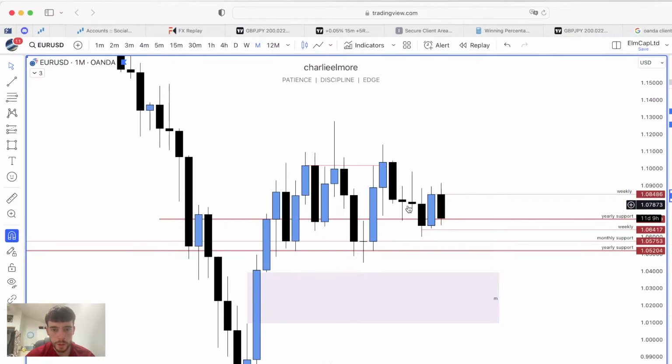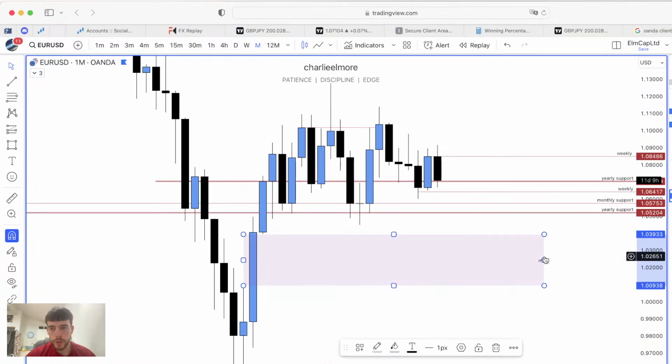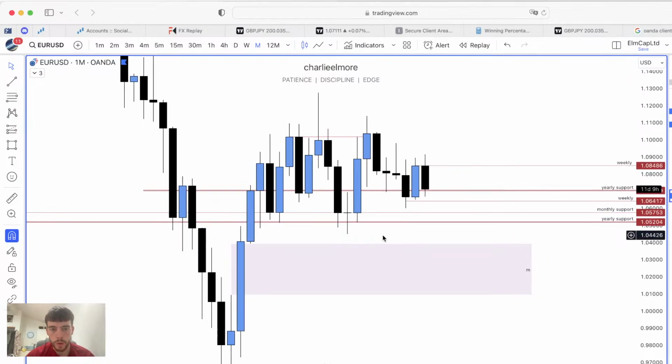And then this could just be a pullback to the downside before we have another expansion to the upside. Similar to pound dollar, I've got an area I'm keeping in mind on the euro dollar as well, which is to the downside, this monthly imbalance. I've had this on for quite a while now, literally for over a year since we printed it, to be honest, which was right here. So you can see January 2023. So I've had that on for a while.